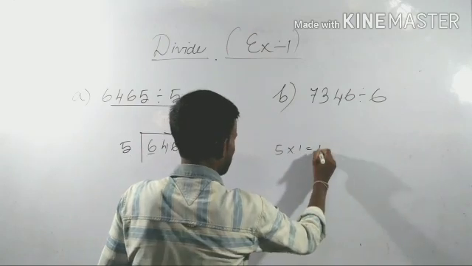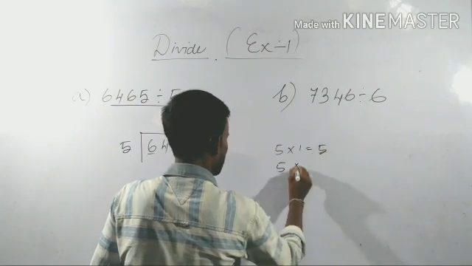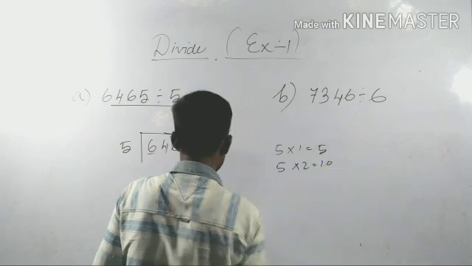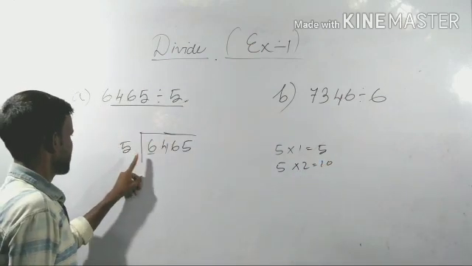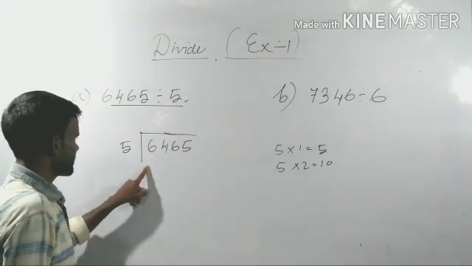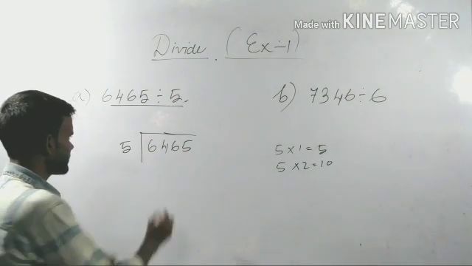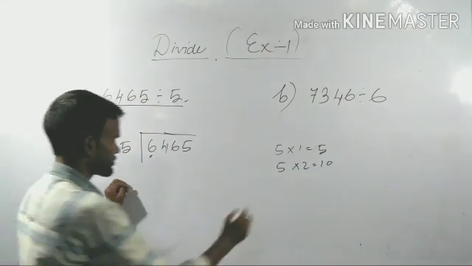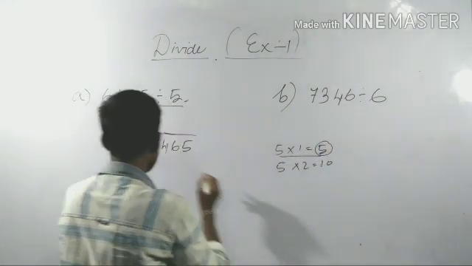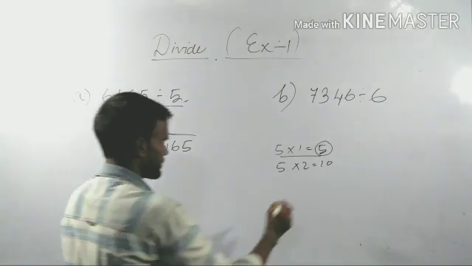5 1s are 5, then 5 2s are 10. Always remember one thing, that the dividend should be greater. Suppose 5 1s are 5, we can write 5 but we can write 10.